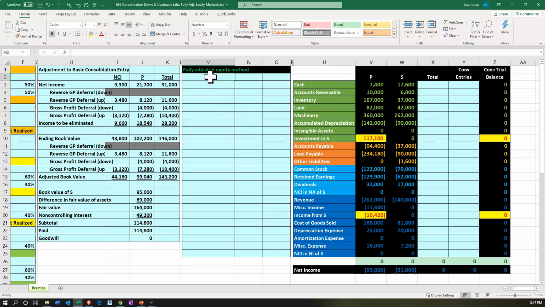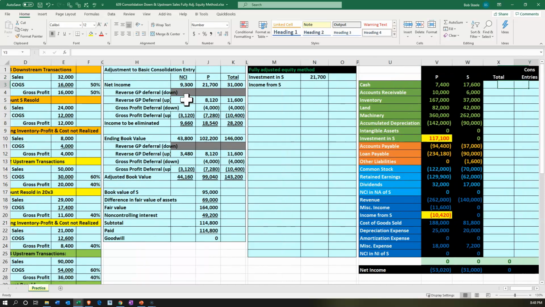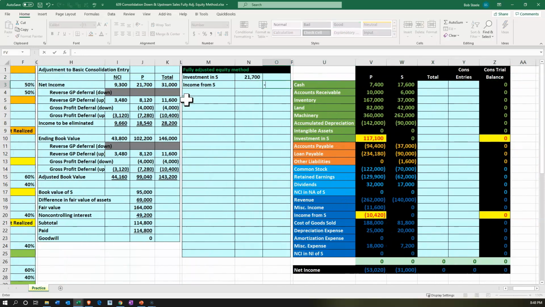So we'll do our normal equity method entries, and then we're going to think about this worksheet to think about how that would be included in our fully adjusted equity method. The normal equity method journal entries: we've got the income that we have to allocate, which is a debit to the investment and a credit to the income in S for P's portion of S's income. That would be the negative of this 31,000 times our portion, because I'm considering ourselves the parent here, P, so it would be the 21.7. That's going to be the debit and the credit.